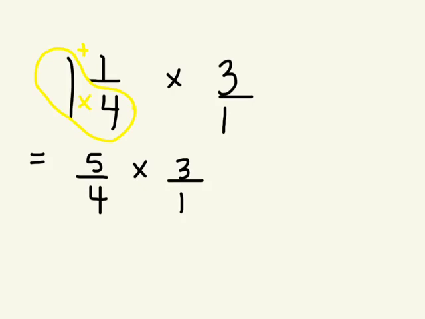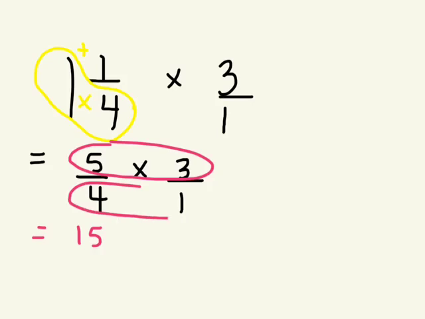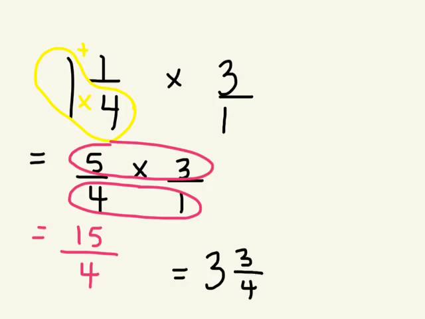Simply multiply the numerators. 5 times 3. 15. And then multiply the denominators. 4 times 1. 4. Good. And how many times does 4 go into 15? 3. Good. 4 times 3 is 12. I have how many left over to get to 15? 3. Good. So 3 3/4, and that's in lowest terms. Or 3.75, is that what you got?